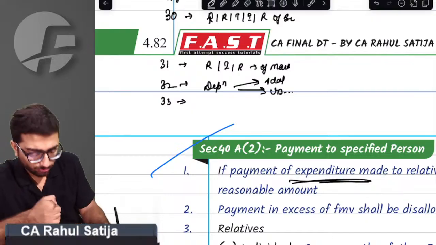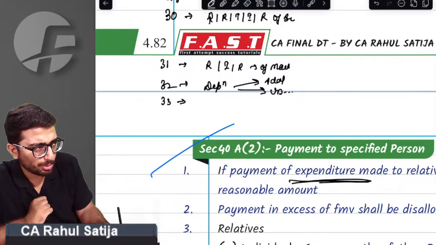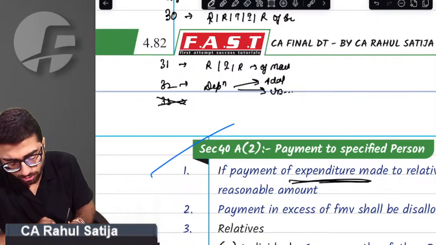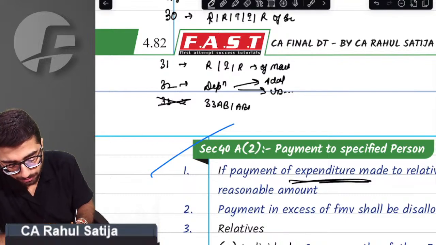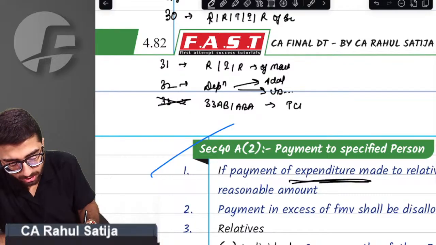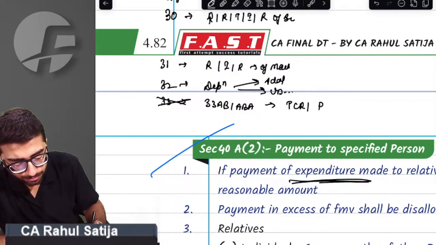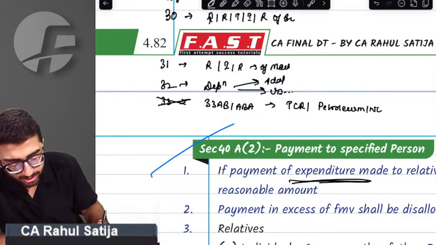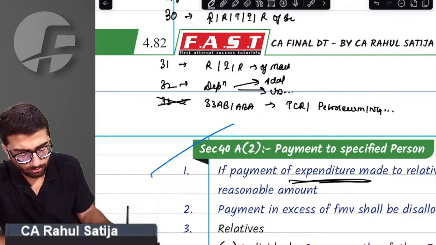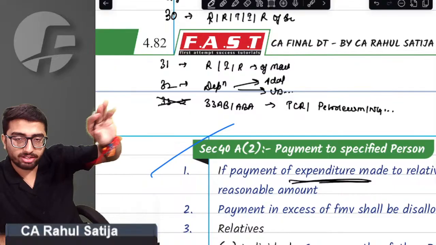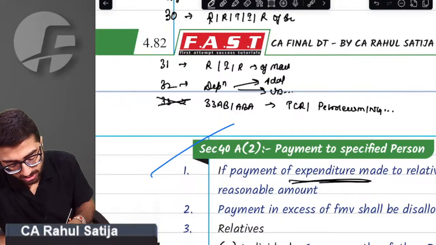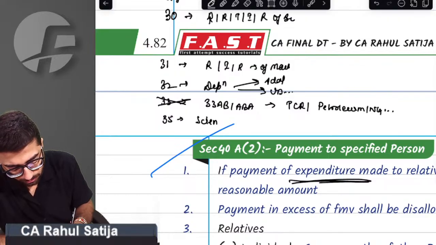Section 33. What was section 33? There was no section as such. We had 33AB and 33ABA. This section was about tea, coffee, rubber business in India, or petroleum, natural gas extraction work. 20%, 40% we used to get deduction, if you remember. After 33, we had 35, which was scientific research.